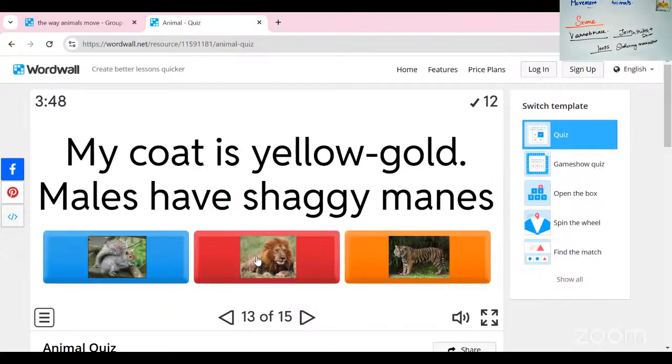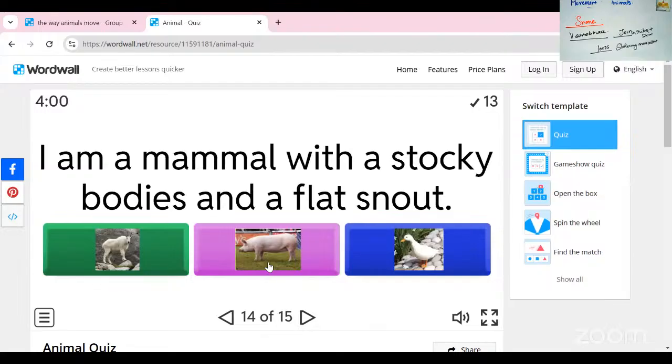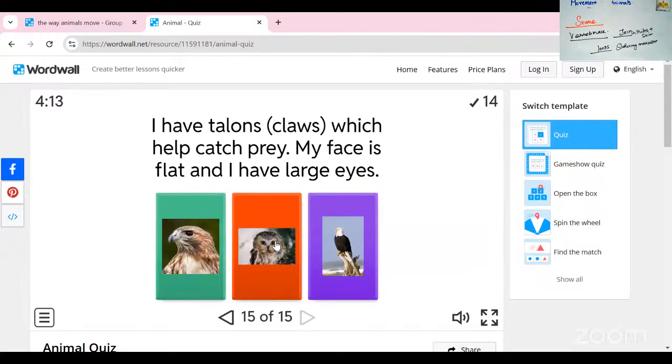The horse can sleep standing or lying down. My coat is yellow-gold. Males have a shaggy mane. Yes, king of the forest. The lion is the right answer for that. I am a mammal with a stocky body and a flat snout also. Who is that? Yes, this is the right animal, the pig. And next one: I have talons and claws, which help to catch prey. My face is flat and I have large eyes. Yes, the owl is the right answer for that.